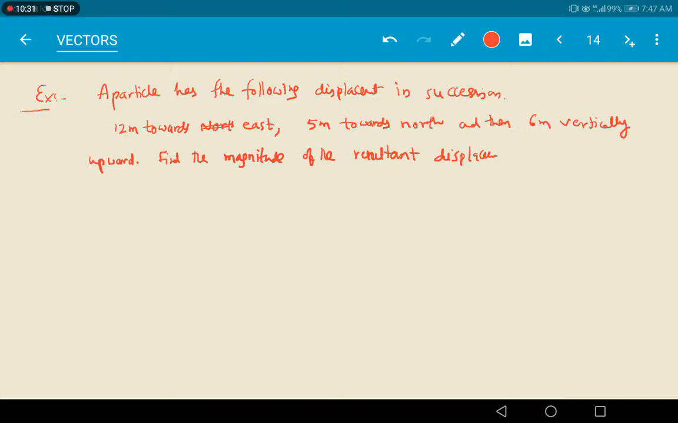Let us see. First let us assume in what way the particle is moving. So these are the geographical directions.